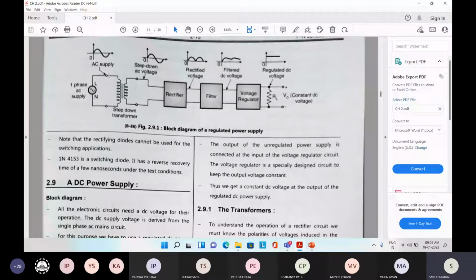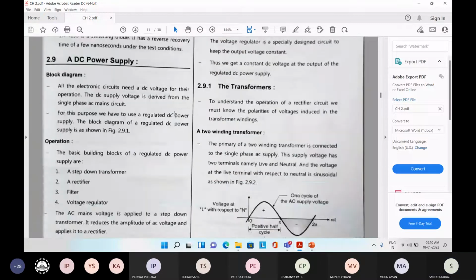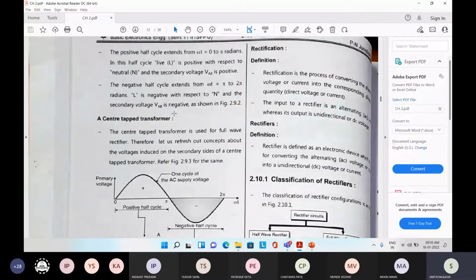What is meant by alternating current? The rectifier is not used only for switching applications, but to convert the supply AC current to DC current, and that is the meaning of a regulated power supply. Here is the transformer, and the main part is the rectifier. Then what is meant by a rectifier? A rectifier converts AC current to DC current.